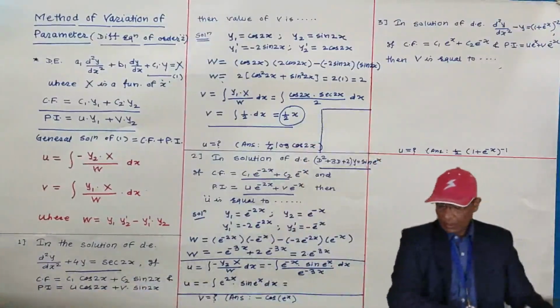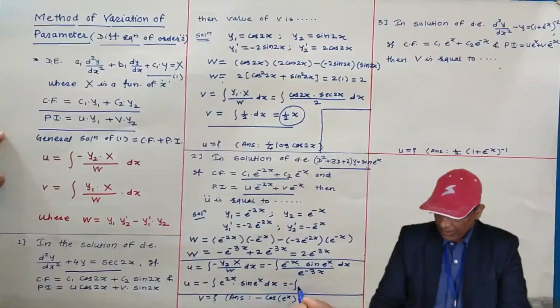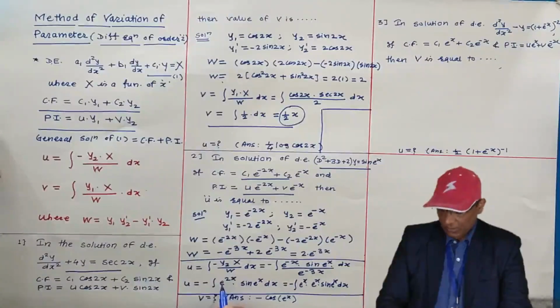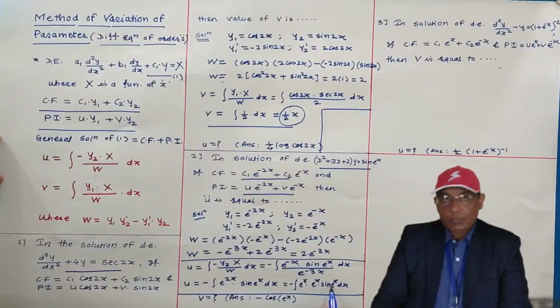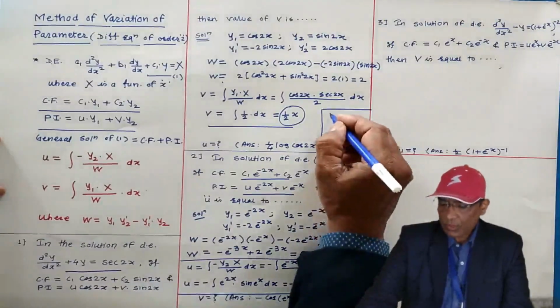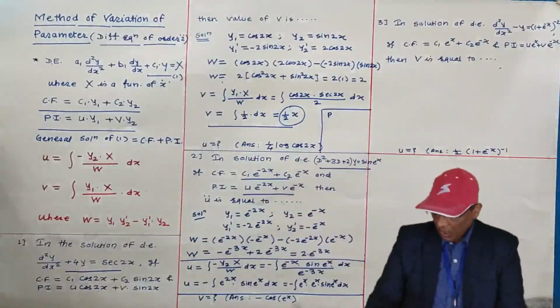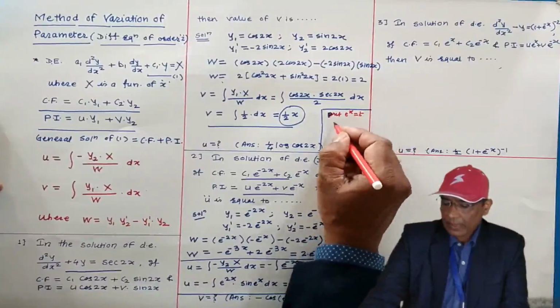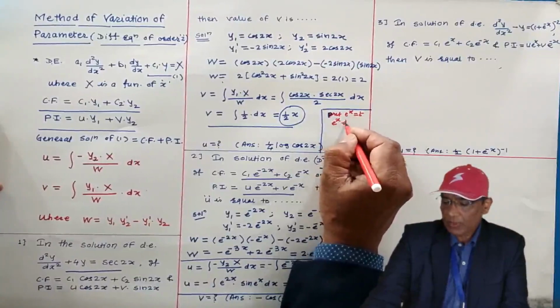Minus of integral e to the power x into e to the power x sine of e to the power x. What did I do here? For sine of e to the power 2x, I split it like this, e raised to x into e raised to x. But the argument of sine is e to the power x. If the argument of sine is other than x, try to substitute that argument equal to t. So I am putting e to the power x equal to t. Then take the derivative: e to the power x dx equal to dt.